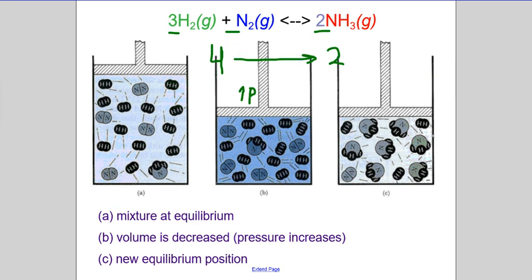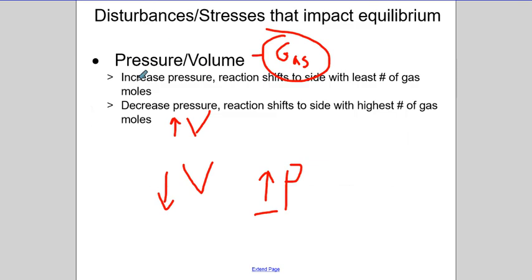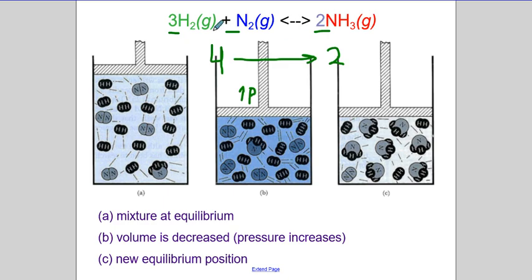So going back, again, it's not always going to shift right or always going to shift left. It's always going to shift to the side that has the lower number of moles of gas. And we can see that just with the coefficients. There's 4 total coefficients for gases over here, there's a 2 total over here, so it shifts to this. If the reaction was flipped, it would shift the other direction. And this is the pressure increasing.